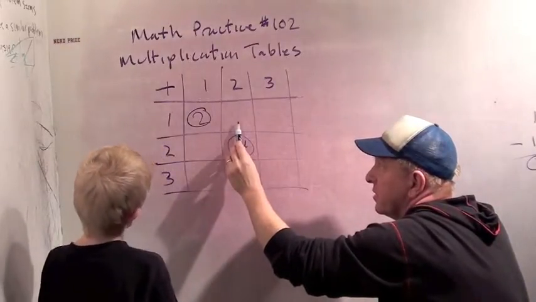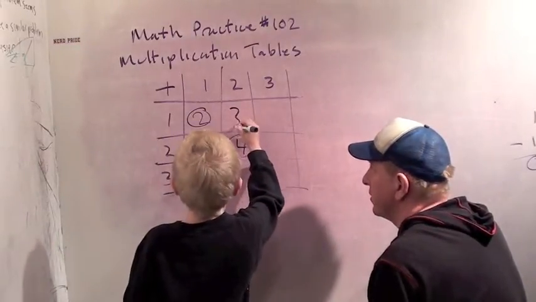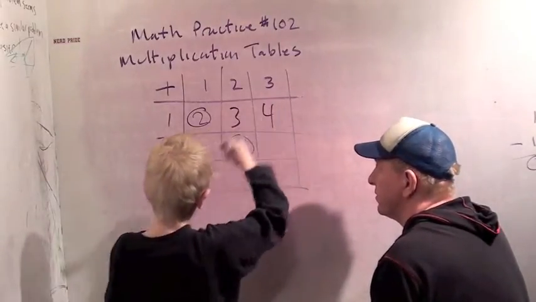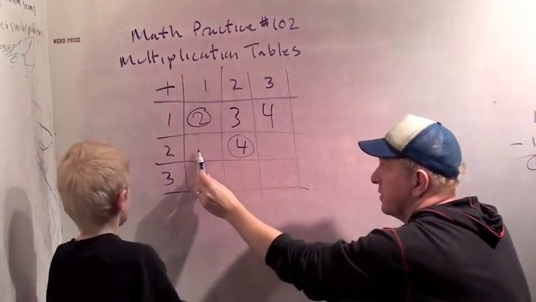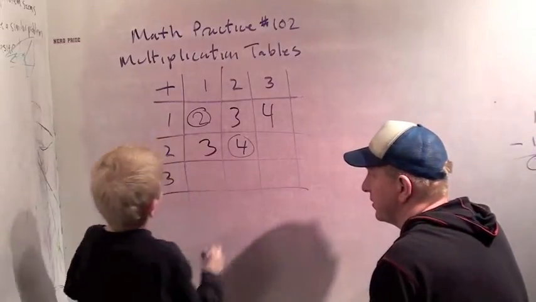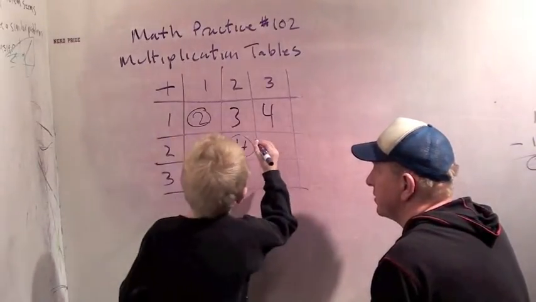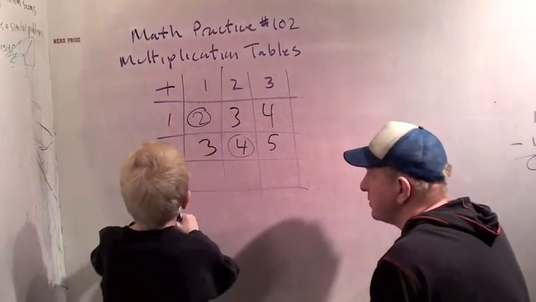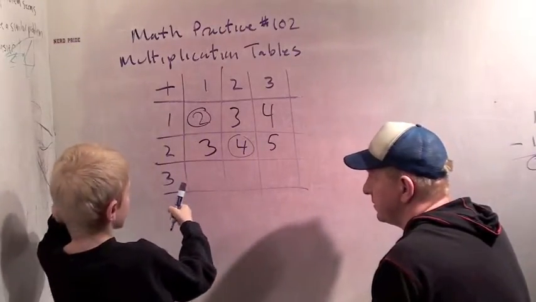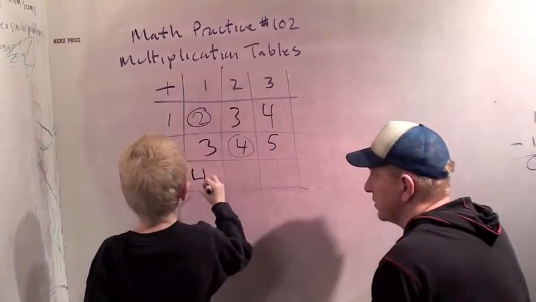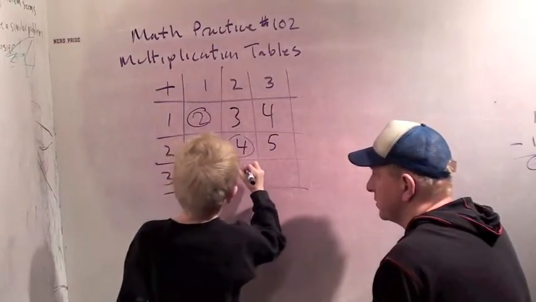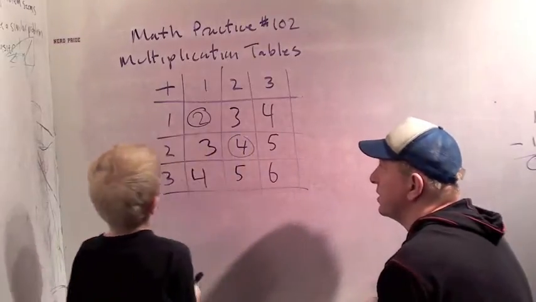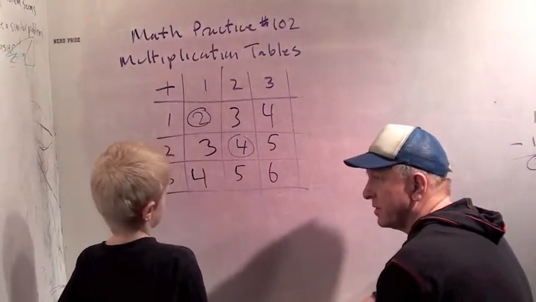What's this square? 1 plus 2 is 3. What's this square? 1 plus 3, which is 4. What's this square? 2 plus 1, which is 3. And this is 3 plus 2, which is 5. Okay. 3 plus 1 is 4. 3 plus 2 is 5. And 3 plus 3 is 6. Okay, so there's an addition, just a very simple addition table, right?